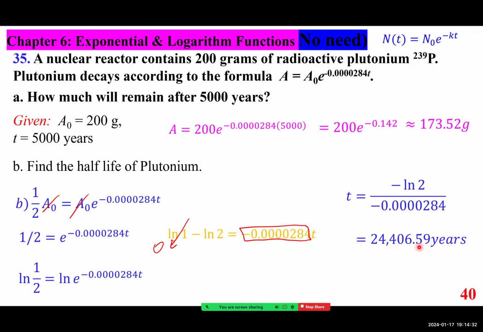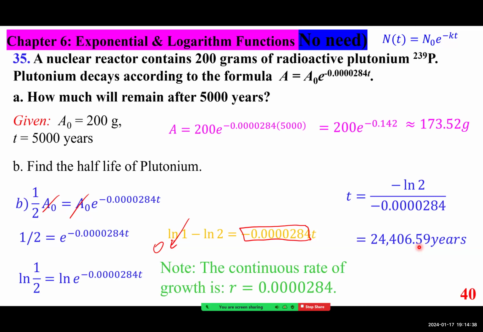But whatever they ask you as far as the rounding is concerned, what I want you to note is that the continuous rate of growth is R, or 0.0000284 in this case. That is called the rate of growth. Okay, class, that's it.